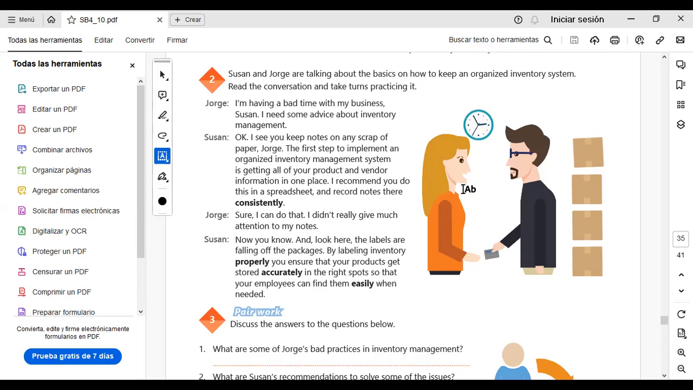Sure, I can do that. I didn't really give much attention to my notes. No, you know. And look here. The labels are falling off their packages. By labeling inventory properly, you ensure that your product gets stored accurately in the right spot so that your employees can find them easily when needed.